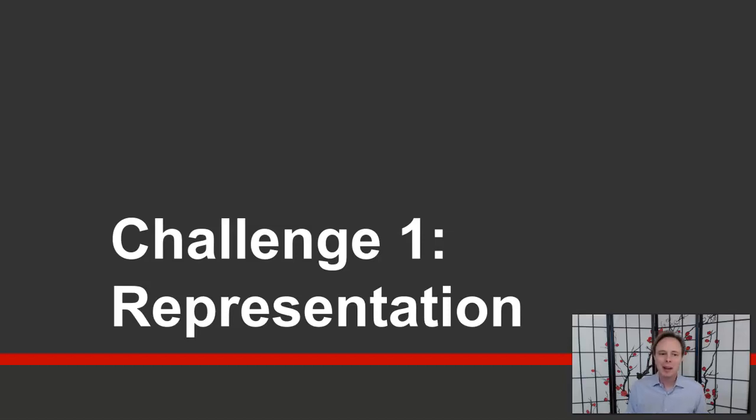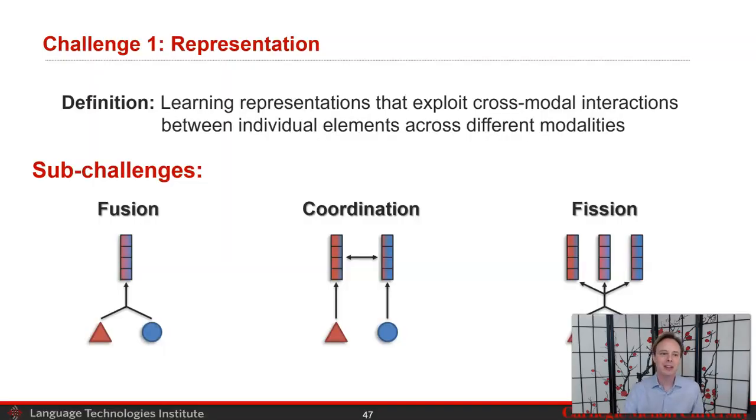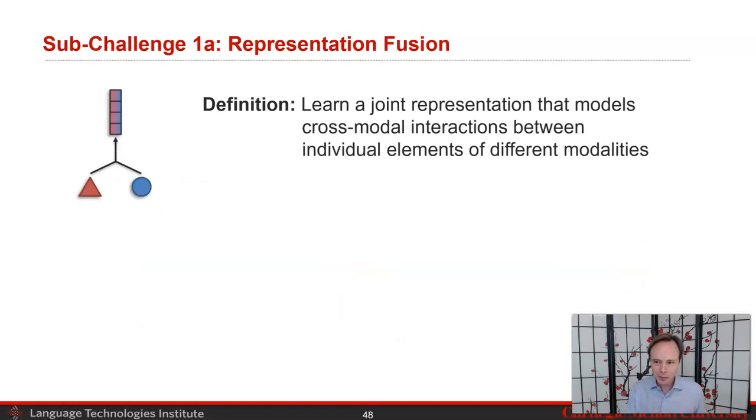Okay, let's talk about challenge one, representation. If we remember, representation is learning to exploit the cross-modal interaction between individual elements across different modalities. And there were three sub-challenges: fusion, coordination, and fission. And we will focus first on fusion. Fusion is learning a joint representation that models those cross-modal interactions.